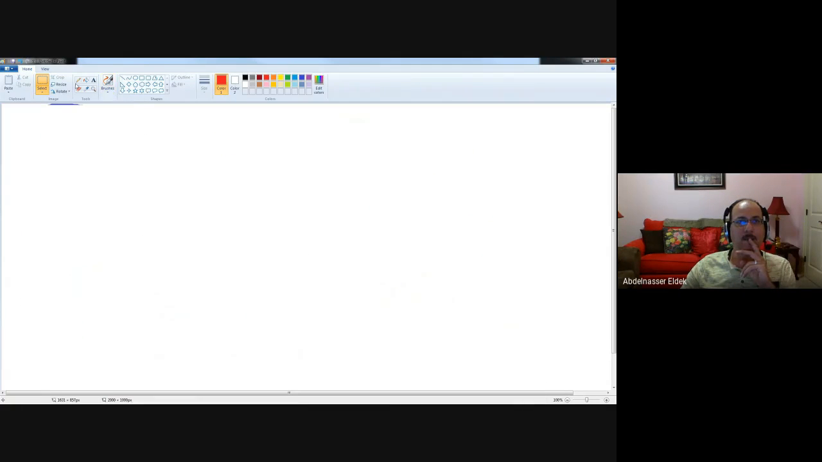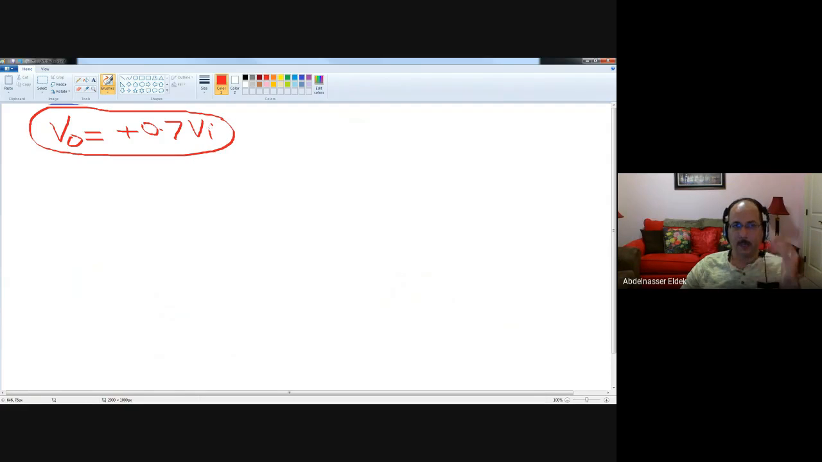So here we'll have an inverting amplifier. We need VO to be positive 0.7 VI. This is what I need. So in this case, you have no option but to select the inverting amplifier.